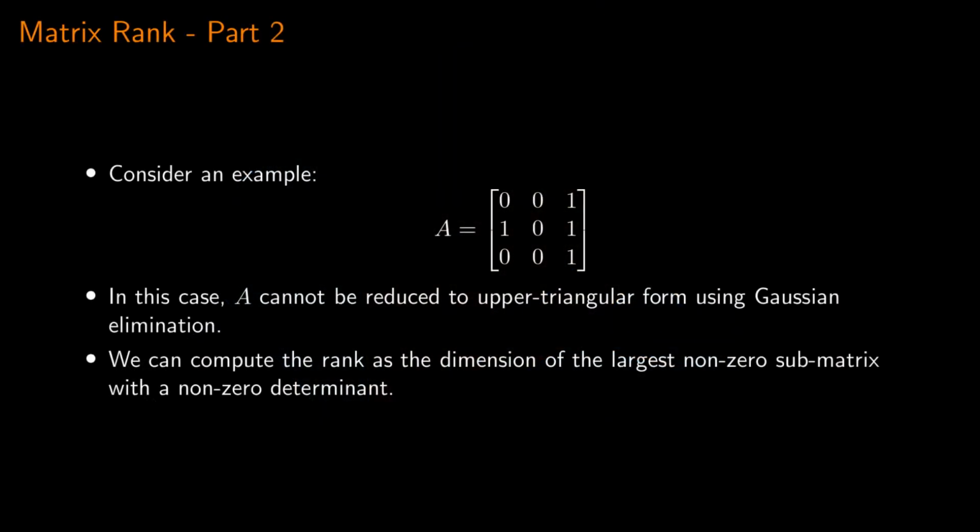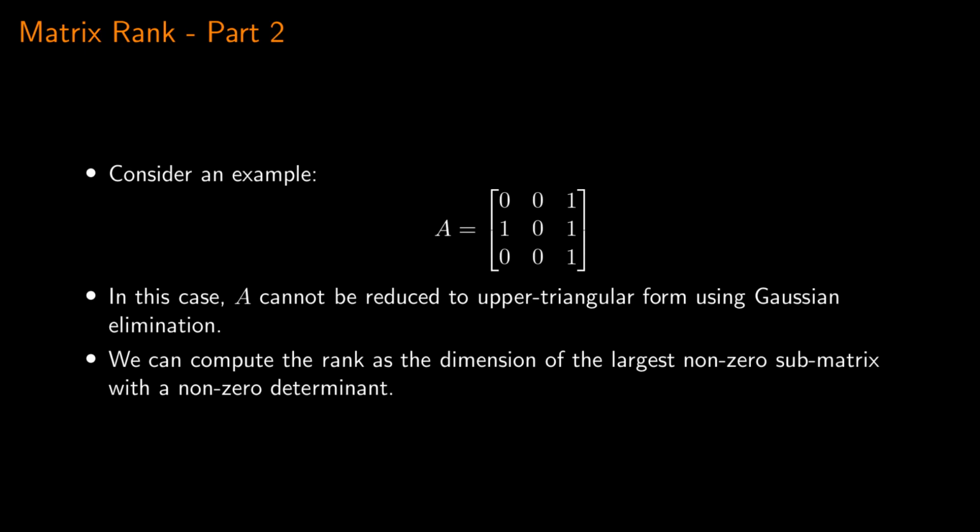We then went on to look at how we can use the rank of a matrix to determine whether the system of equations will have a solution or not, and we looked at how we can compute the rank simply by counting the number of non-zero rows after we have performed Gaussian elimination to reduce the matrix to row-echelon form. However, we also saw that there are some cases where Gaussian elimination is unable to completely reduce the matrix to row-echelon form, and therefore we cannot use this method to compute the rank. I mentioned then that the other way to compute the rank is by finding the dimension of the largest non-zero submatrix with a non-zero determinant, and that is what we're going to look at in this video.